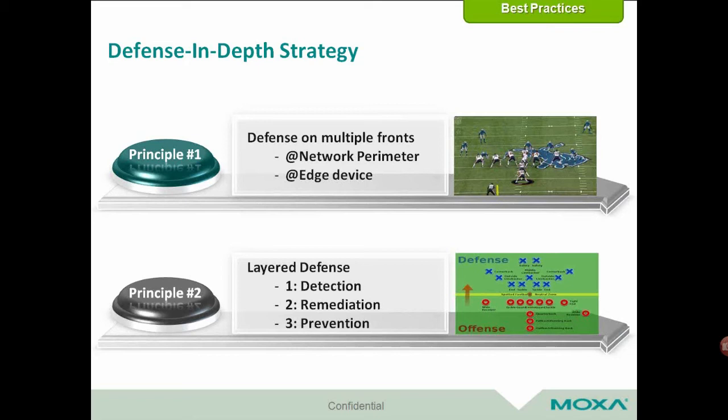The second principle is a layered defense. The more checkpoints someone has to go through to access critical infrastructure, the more opportunities you have to detect that intrusion, cut off their access before they get at something important, and set up preventative measures to keep the intrusion from happening again.